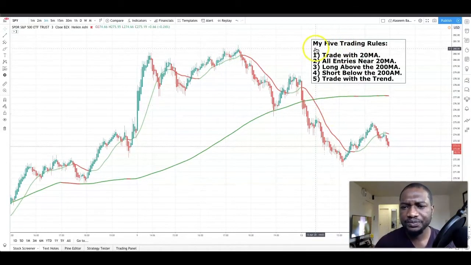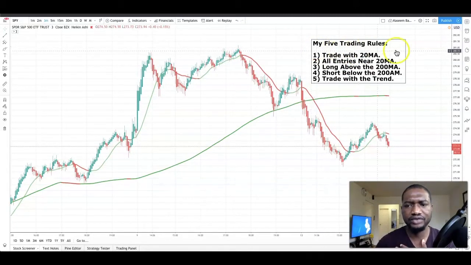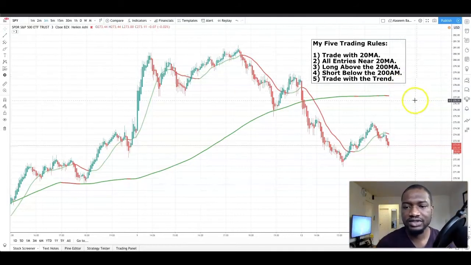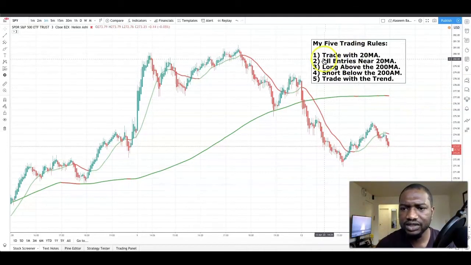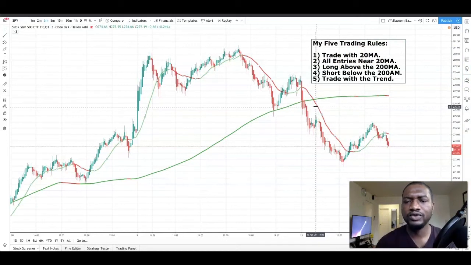So first of all, the title is my 5 trading rules. These are my personal trading rules that I've developed over my year and a half of just trying to hone this craft and learning it. So these are some of the stuff that I've been able to come up with. The first thing is trading with the 20. So right here is the 20 moving average.